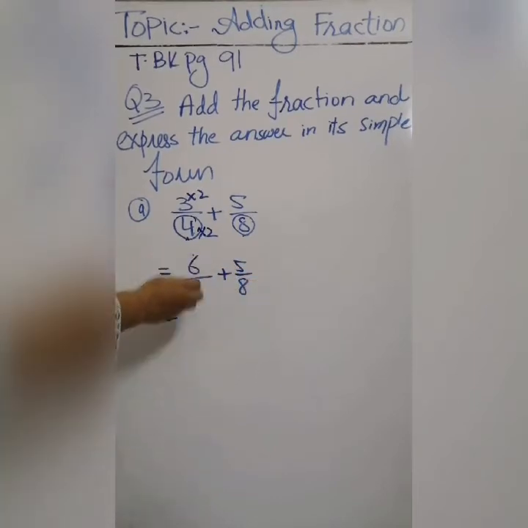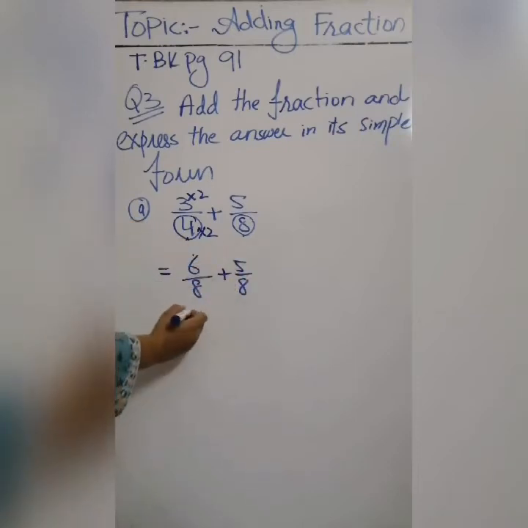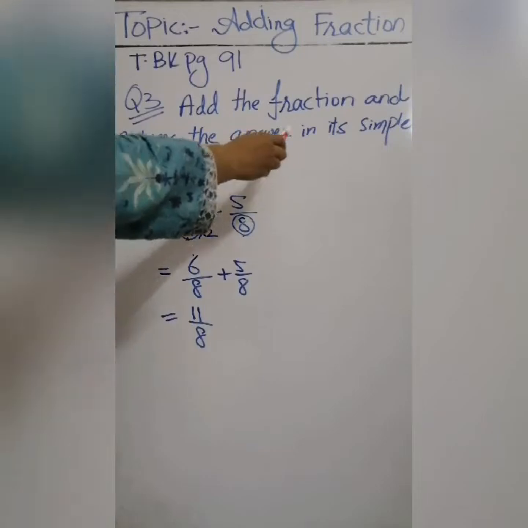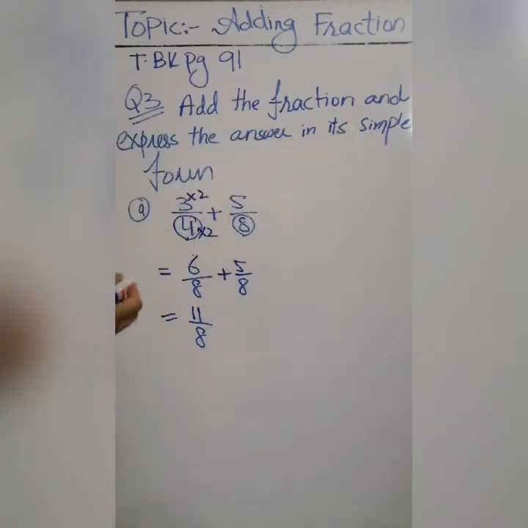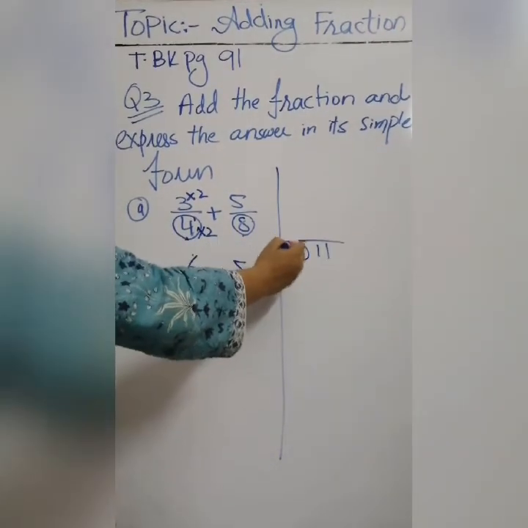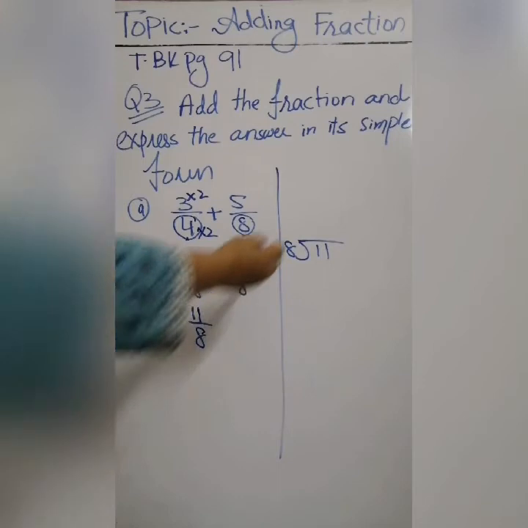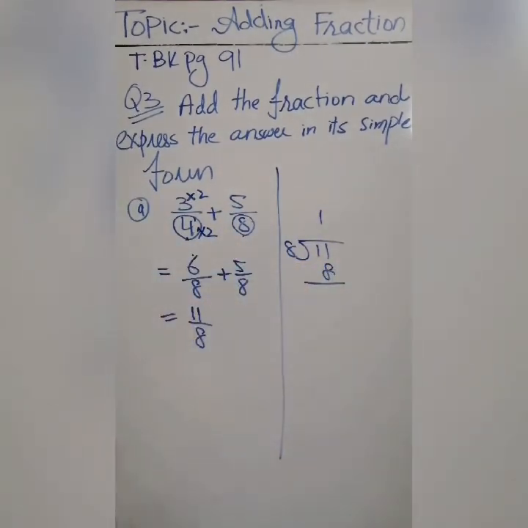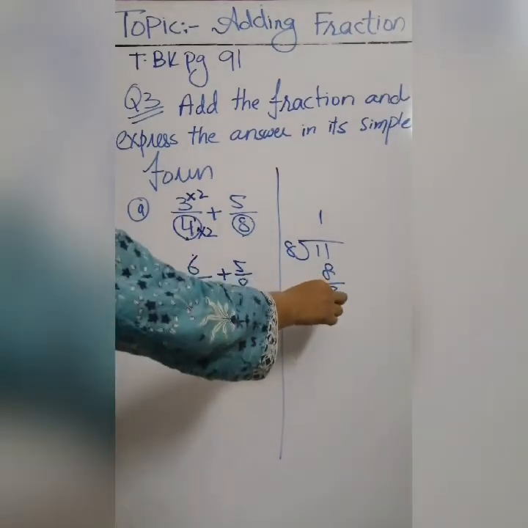Now we have the same denominator. We easily add their numerators. We get 11 by 8. This is not the answer because the demand is to express the answer in its simplest form. We put 11 inside and divide it by 8. 8 1 times 8, 11 minus 8, 3.